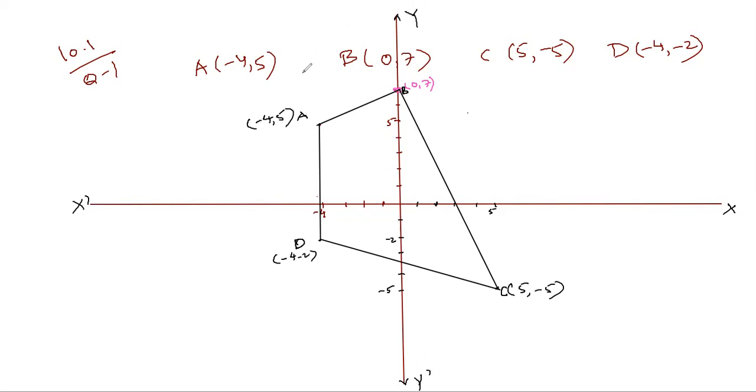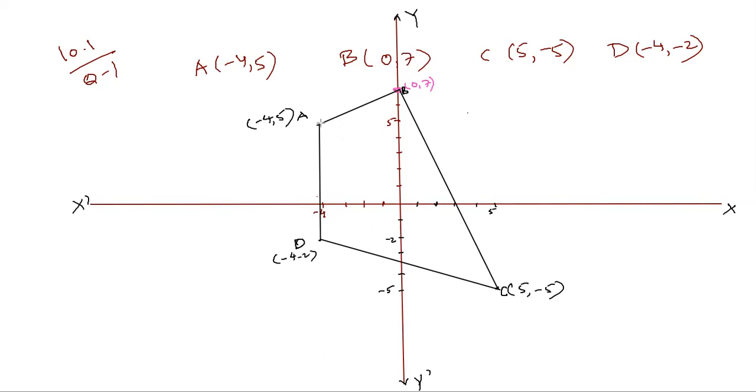So you have to just plot the points A(-4, 5), B(0, 7), C(5, -5), and D. Now find its area. So how to find its area? We can divide it into two triangles and then we can find the area of these two triangles.